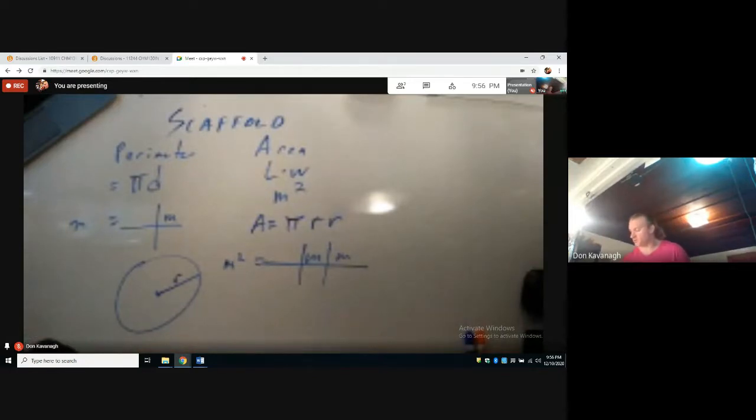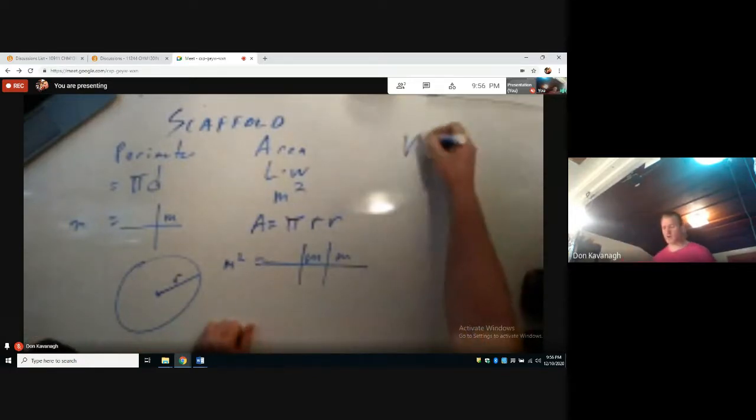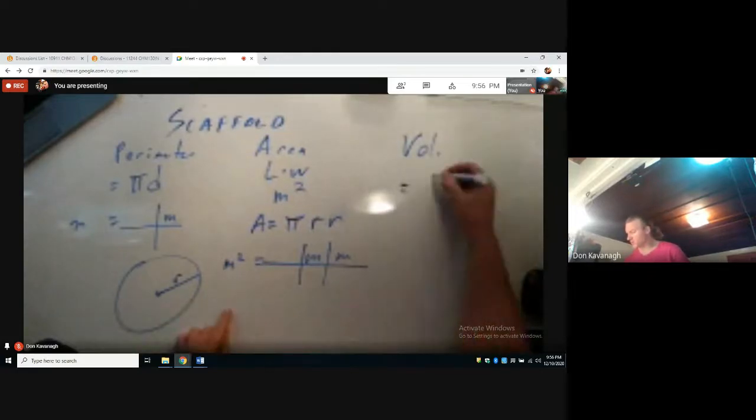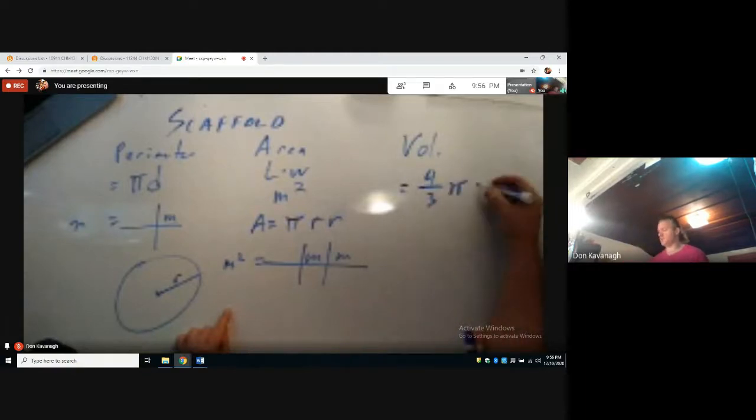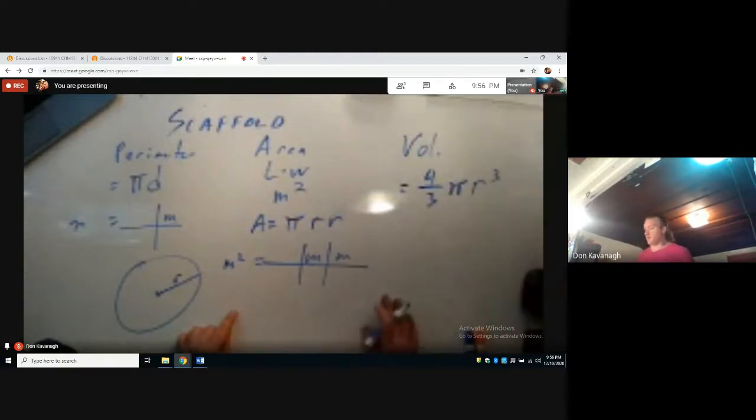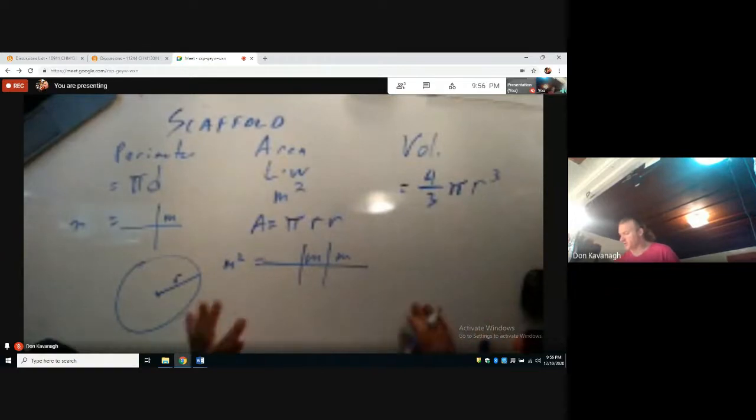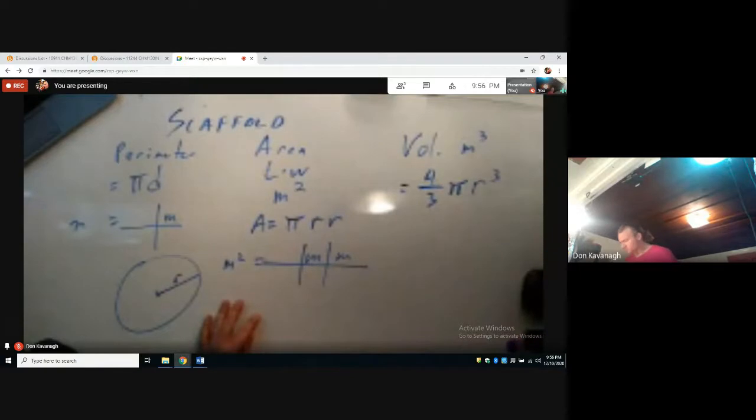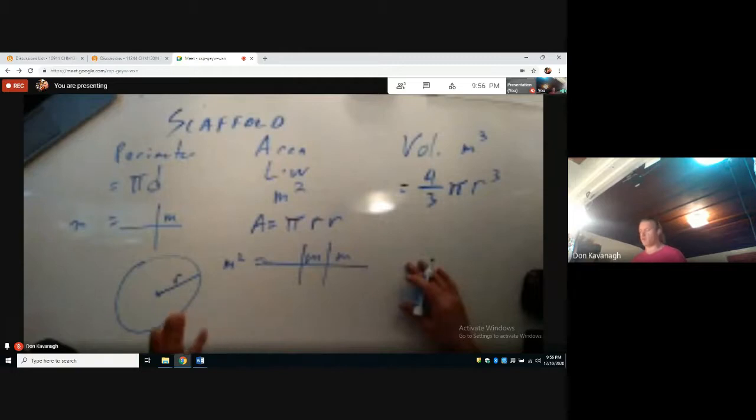The volume of a sphere is 4/3 pi r cubed. And again, a volume is going to be meters cubed. The volume of anything, whether it's a die, a box, your Amazon boxes, or any shape, is going to have a volume of meters cubed.